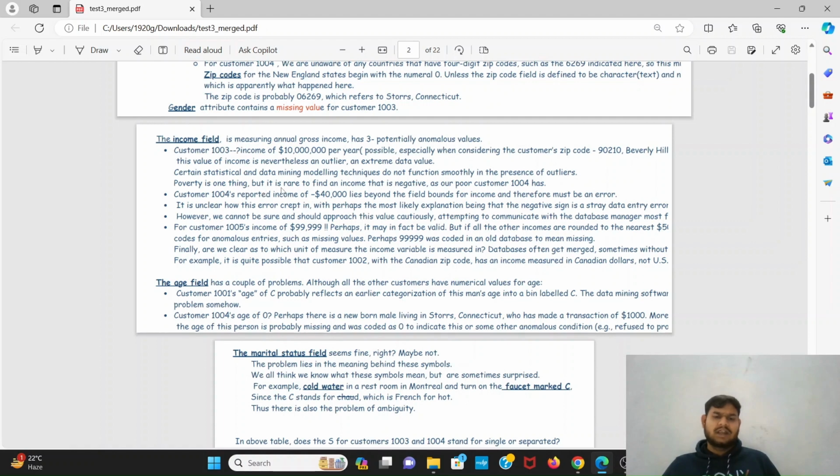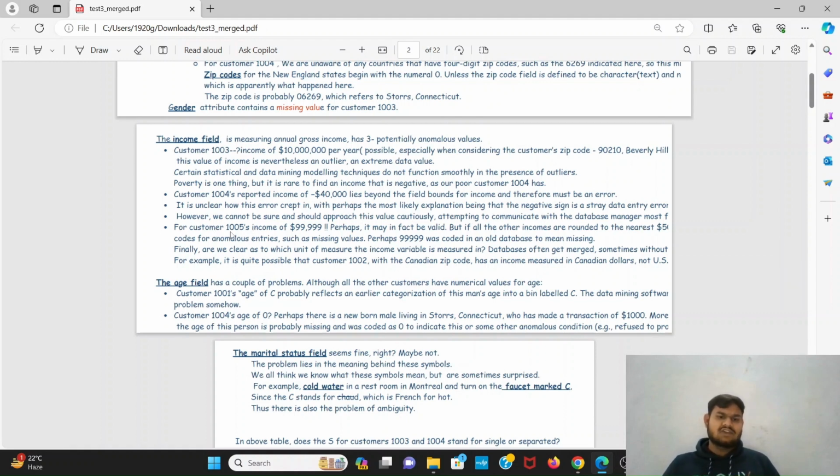Poverty is one thing, but it is rare to find an income that is negative, as our poor customer 1004 has. Customer 1004's reported income of negative $40,000 lies beyond the field bounds for income and therefore must be an error. It is unclear how this error crept in, the most likely explanation being that the negative sign is a stray data entry error. However, we cannot be sure and should approach this value cautiously, attempting to communicate with the data manager.